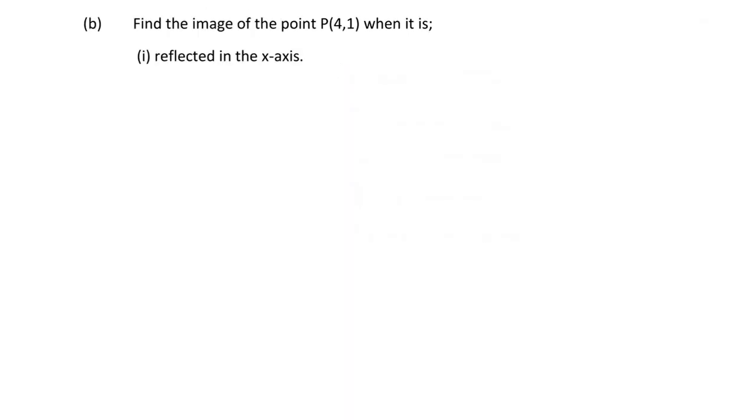Part B of the question, find the image of the point P (4, 1) when it is, in Roman 1, reflected in the x-axis. This is a transformation problem. We have to remember that for a reflection, the image is located at the same distance from the line of reflection as the original point but on the opposite side of the line of reflection. Also, the line joining the original point and the image is perpendicular to the line of reflection. Now we are going to draw the x and y axes and label them.